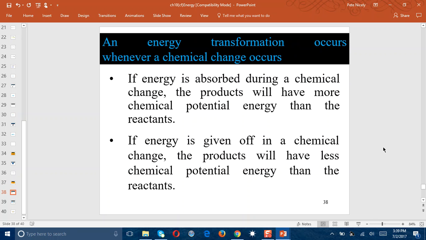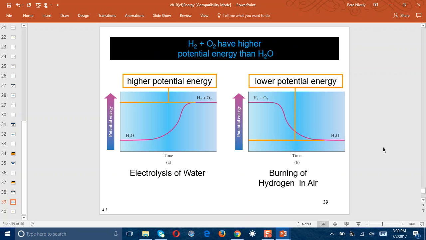So whenever you have a transformation taking place, in other words, a chemical reaction, energy is either absorbed or produced. That's basically what happens. Now, if you have a situation where energy is absorbed, then the products will have more chemical energy compared to the reactants. But if energy is produced in a chemical reaction, then the products will have less energy compared to the reactants. That is illustrated by this diagram right here.